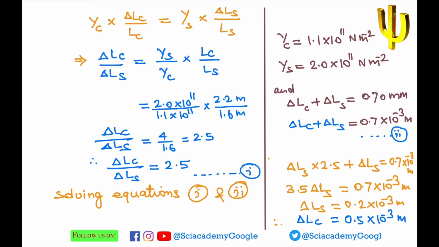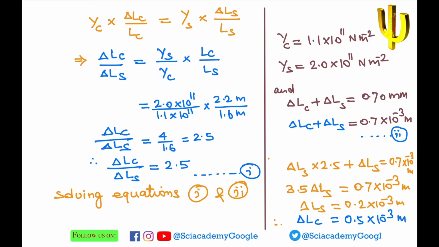Now since I have applied these values, the total elongation is given in the question, that is 0.70 millimeter. So total elongation means delta LC, the elongation in the copper wire, plus the elongation in the steel wire together is 0.70. Children, the total elongation in the two wires is given, not the separate elongations. It is given together. So from this we get equation number 2.